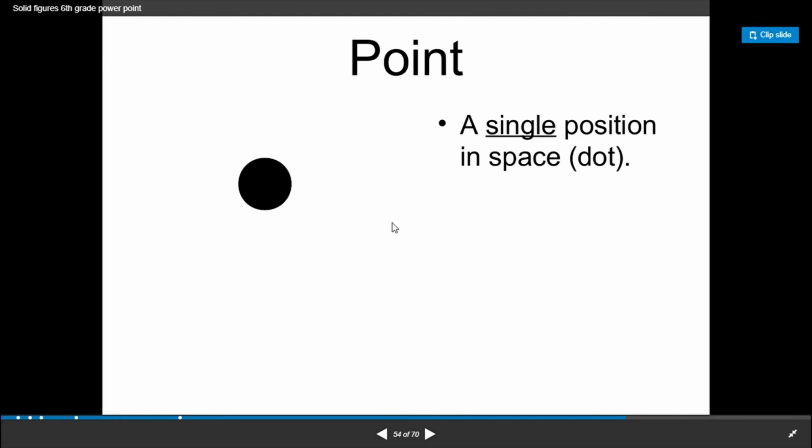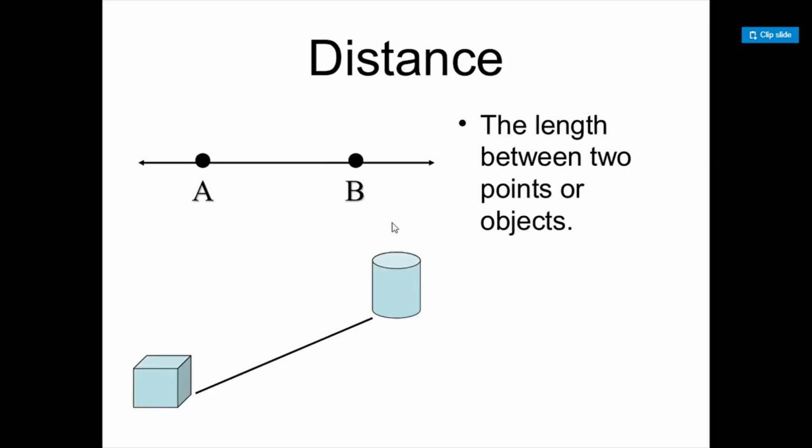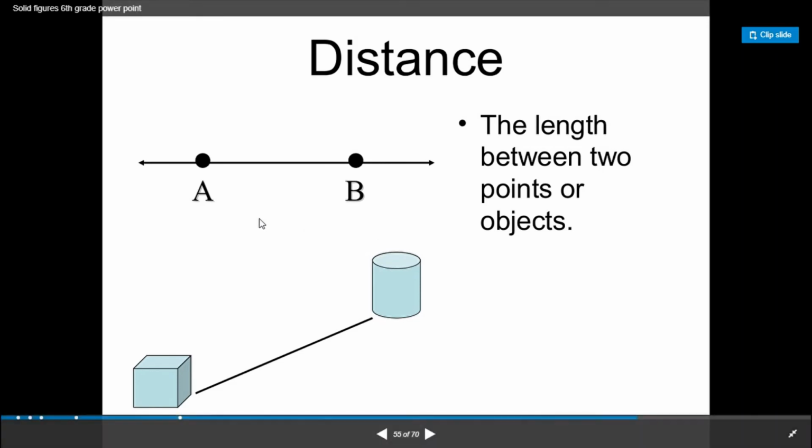We have also a point. A point is a single position in space, or we can also associate a point with a dot. We can also say that a point is a definite location in space. Distance is the length between two points or objects. So this is point A, this is point B, and this is their distance to one another.